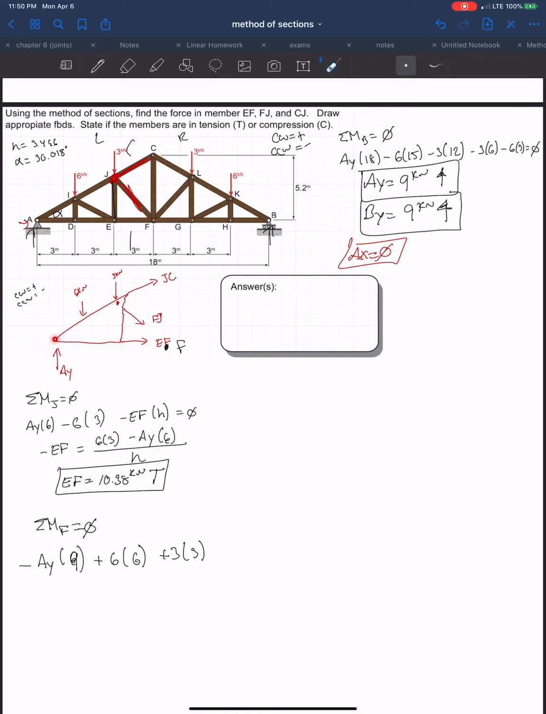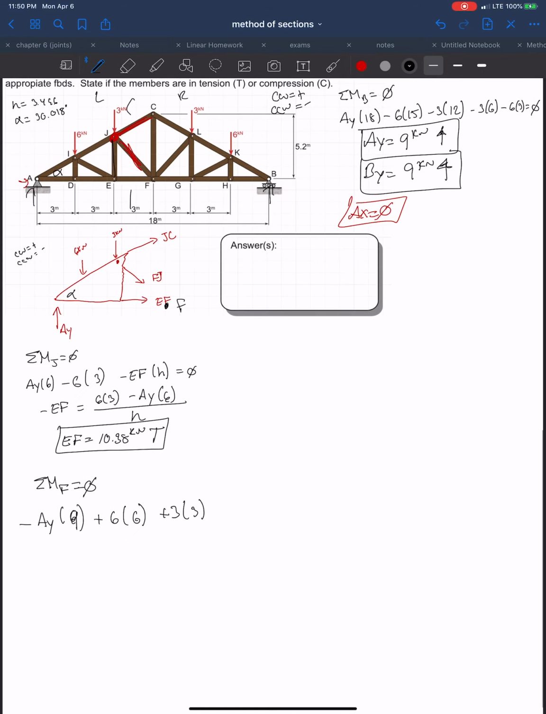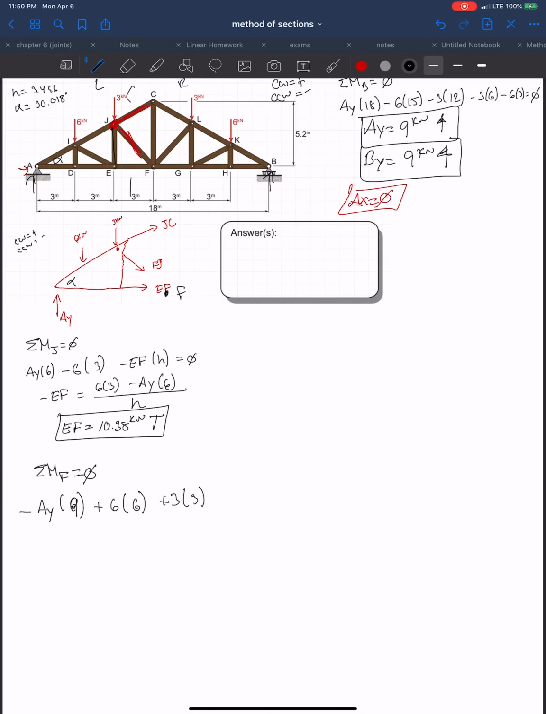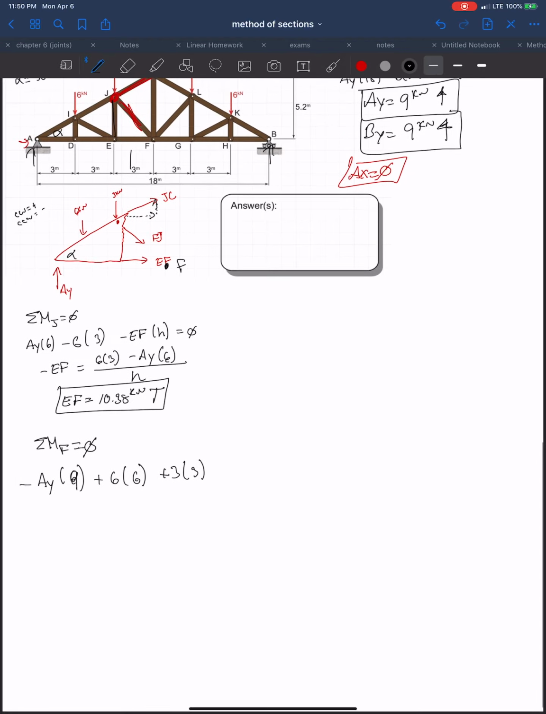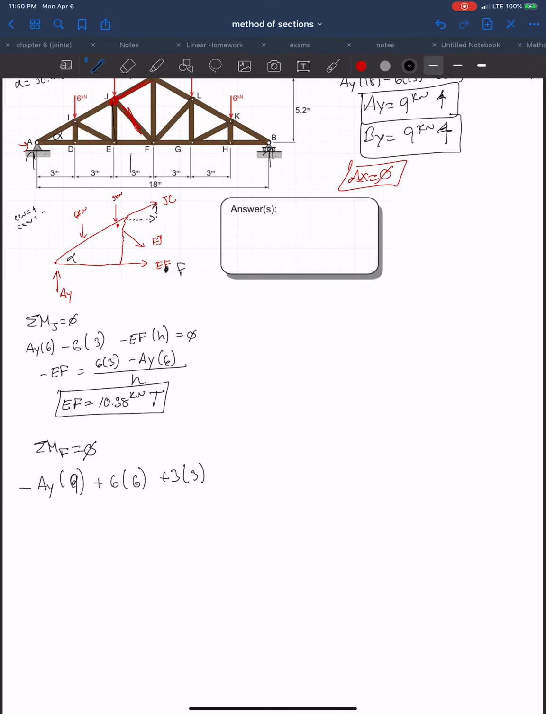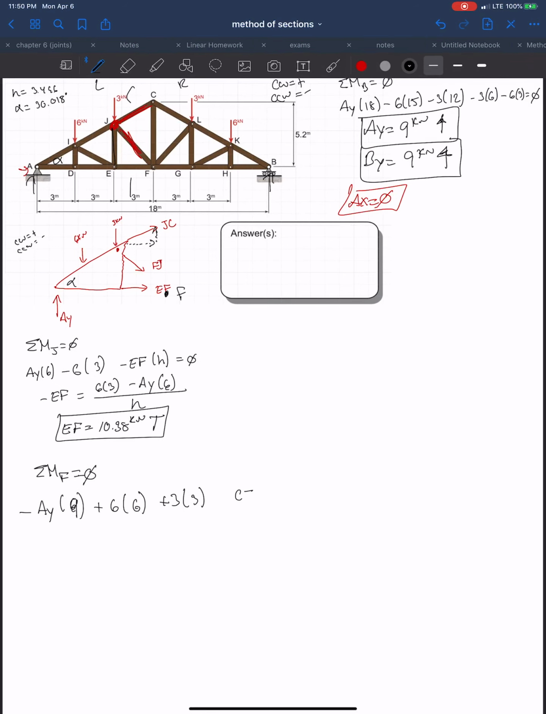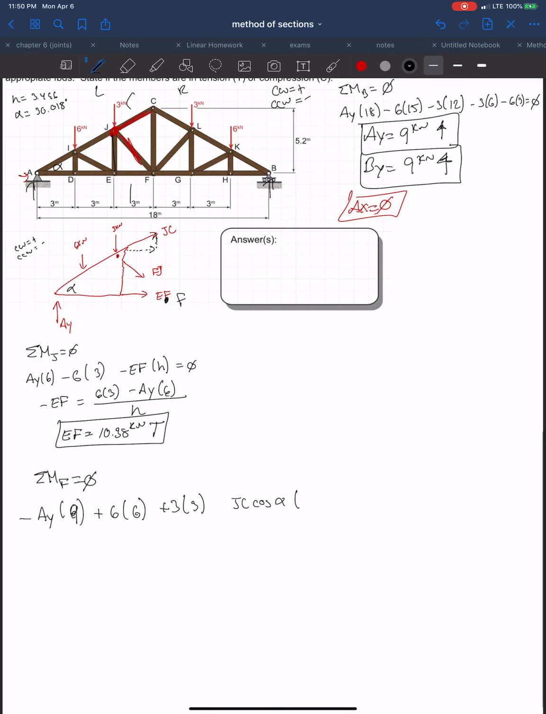Because this JC, actually, it's this angle. So it's going to be delta. Okay, this is delta. So it's going to be in component form. So we're going to go and say CJ, or JC, cosine. Now that it's an x force, that distance is actually the same, h, it's the height.